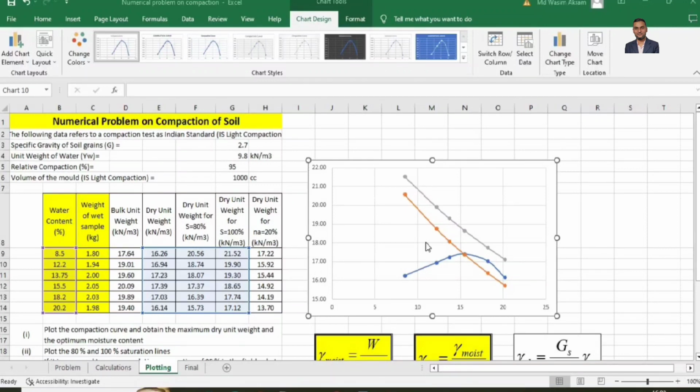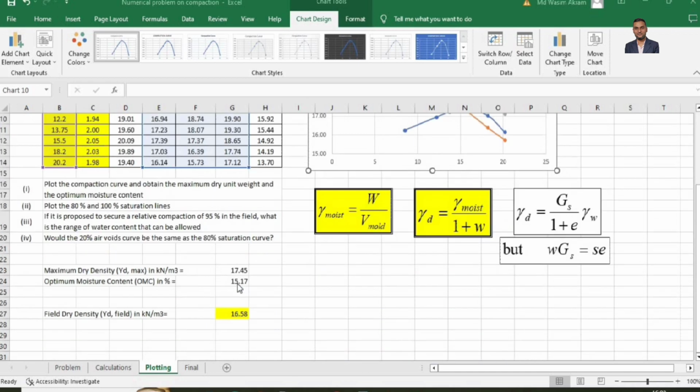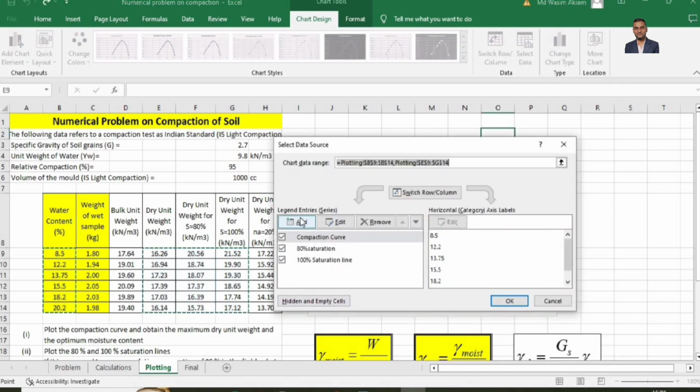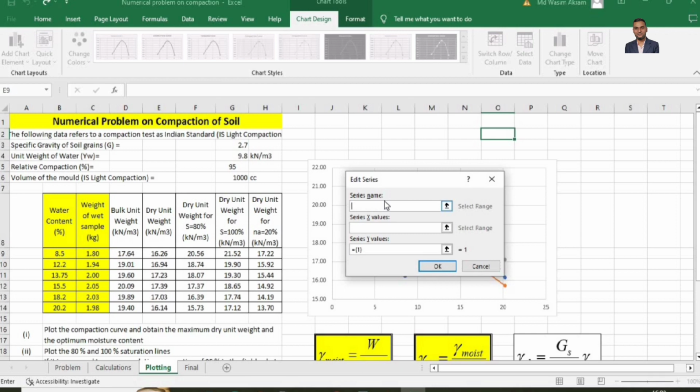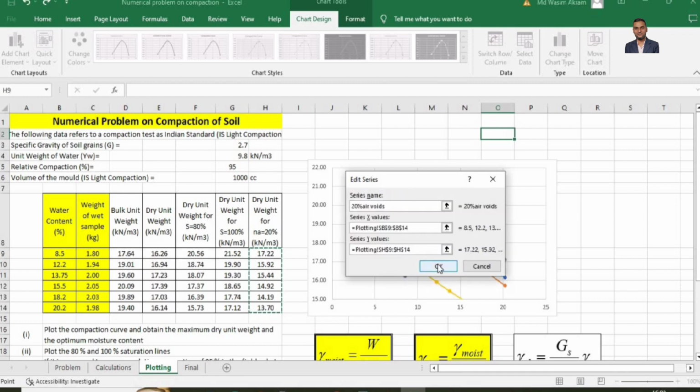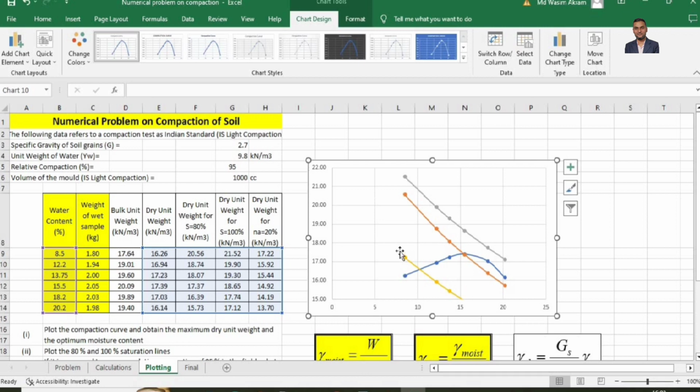Now we have to plot the graph of unit weight at 20% air voids, that is the last column, and the water content of the soil. In the same way, just plot the graph as previously described. Take the series name, select the x-axis as water content and select the y-axis as dry unit weight for 20% air void density and press OK. The graph will appear as usual. So see here, just OK. Now you can see the graph.